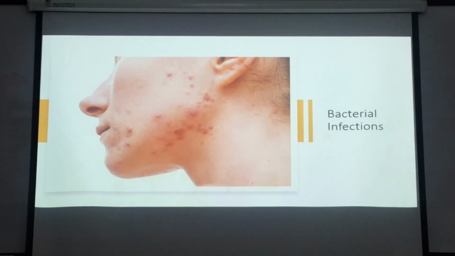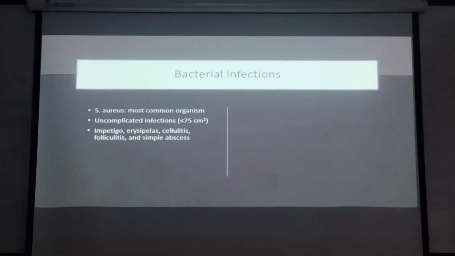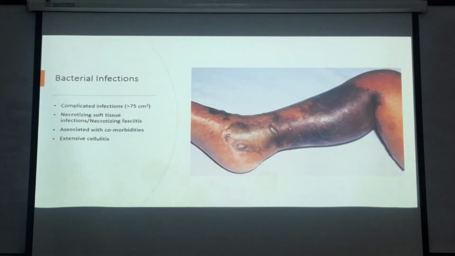Bacterial infections, acne, and so on. So most common, Staph aureus. It's called an uncomplicated infection if the surface area is less than 75 square centimeters. So there's impetigo, cellulitis, folliculitis, or simple abscesses. It could be complicated if the surface area is more than 75 square centimeters. They could also be necrotizing.